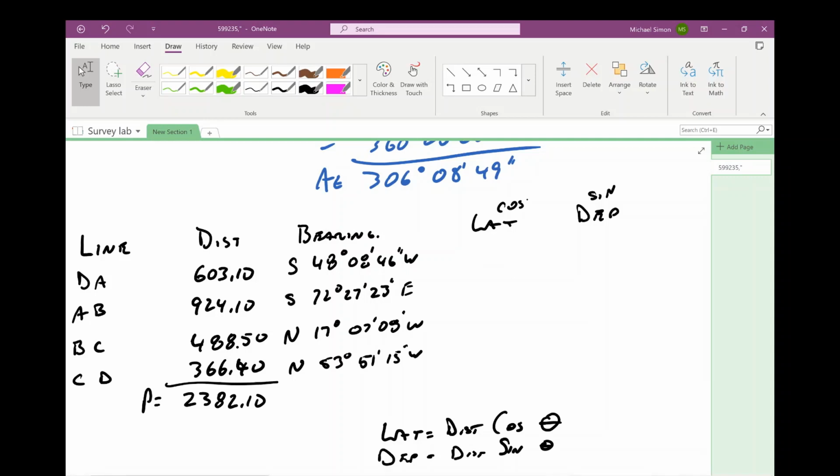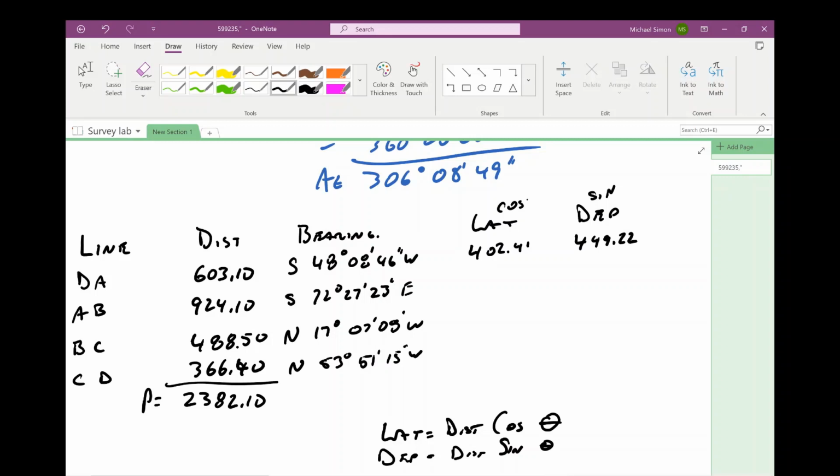Okay, so based on this, let me run my numbers through. We have 603.1 times cosine of 48 degrees, 8 minutes, 46 seconds. That will be 402.41. And I'll put my signs in later on. 603.1 times sine of 48 degrees, 8 minutes, 46 seconds. And I should remind you, make sure your calculator is in degree mode. That'll be on your final so that you don't forget.